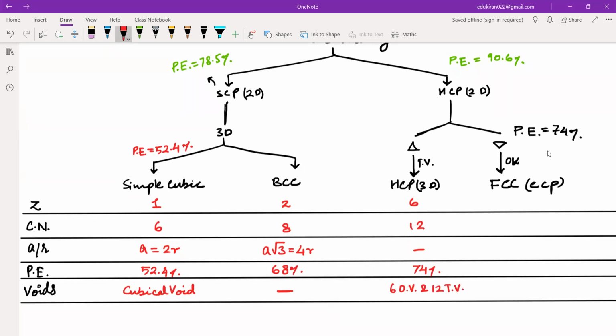For FCC, what is the Z? What is the Z for FCC? 4. Okay. Coordination number here is also 12. Relationship between A and R is A root 2 is equal to 4R. Packing efficiency here is also 74%. And the voids are what? Here also we have 6 octahedral voids and 12 tetrahedral voids.